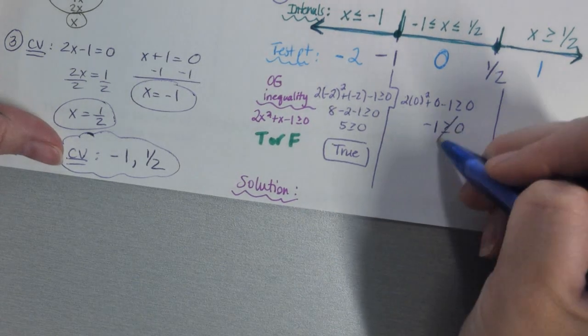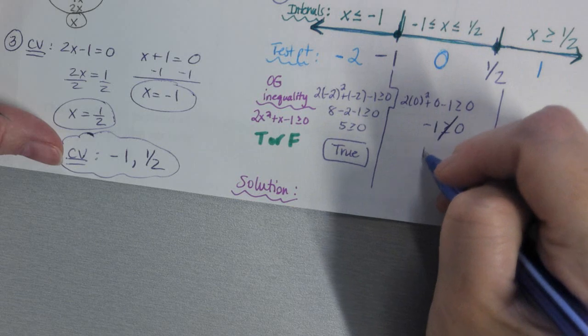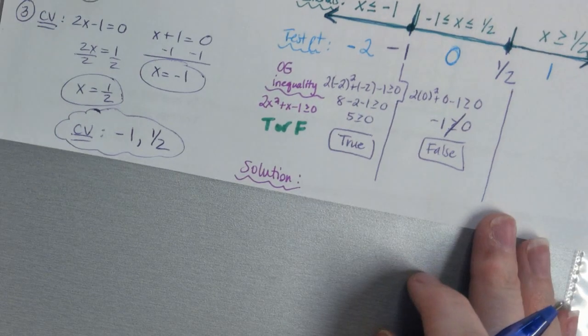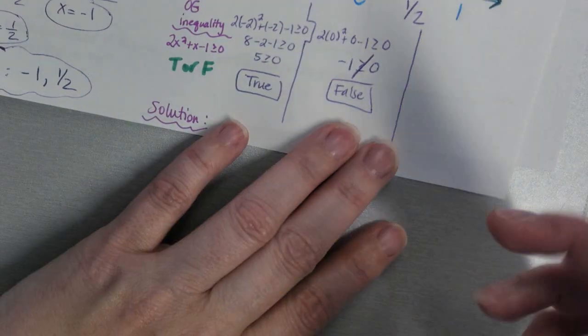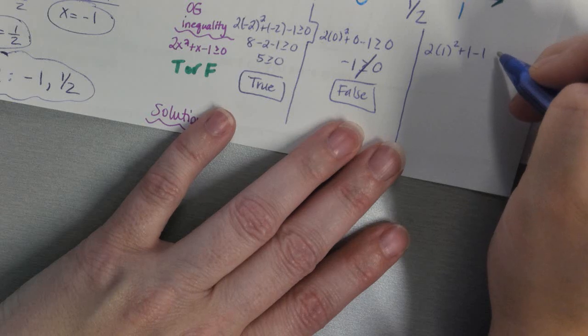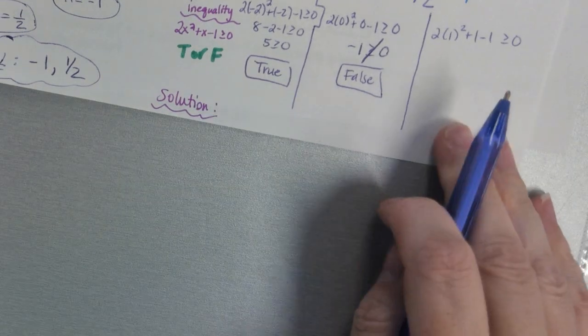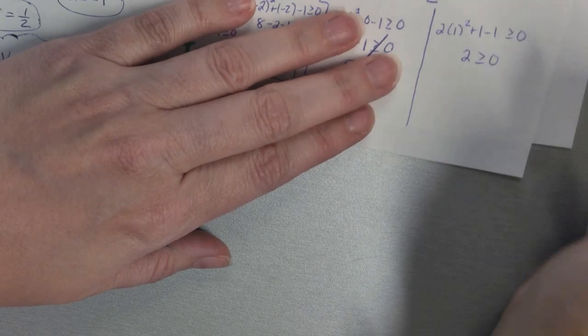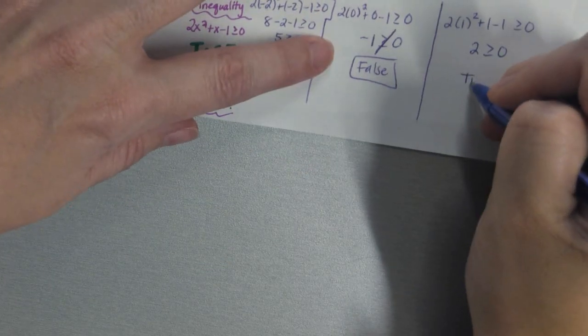False. So if it's false, put the line through it. You don't want that there. You don't want to leave it if it's not true. You want the slash. Okay? And then 2 times 1 squared plus 1 minus 1 is greater than or equal to 0. Is going to give you 2 is greater than or equal to 0, and then that is true.